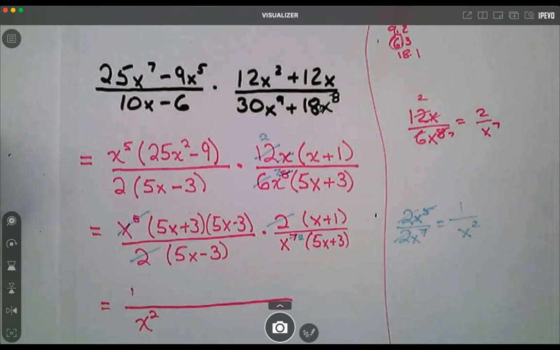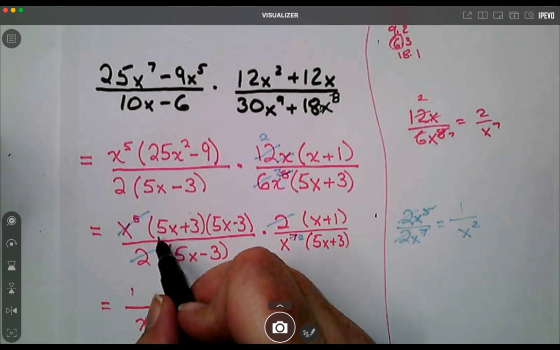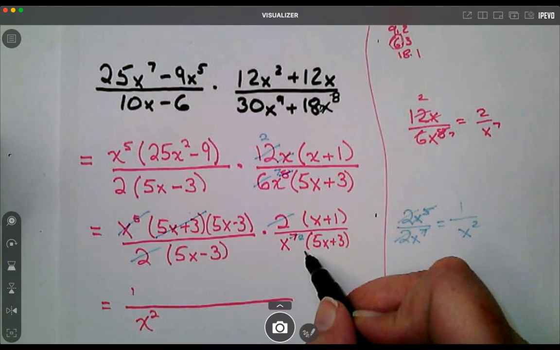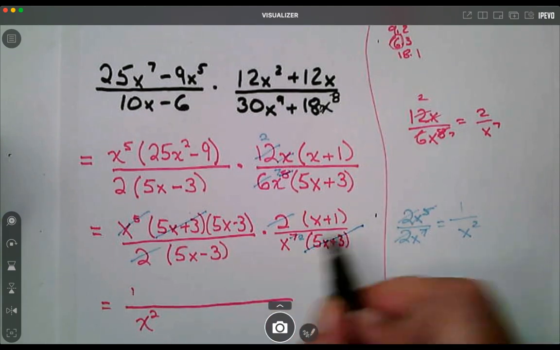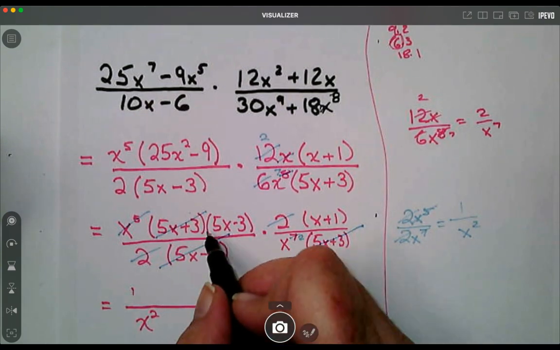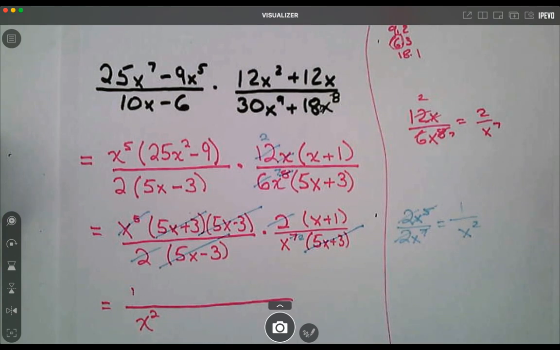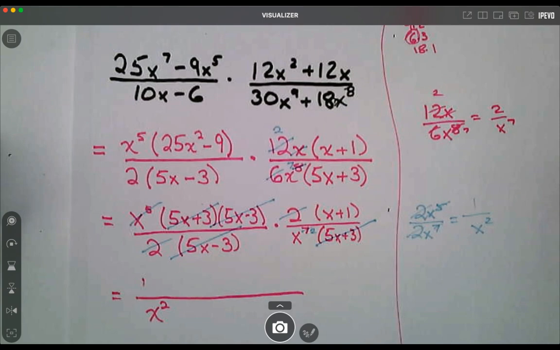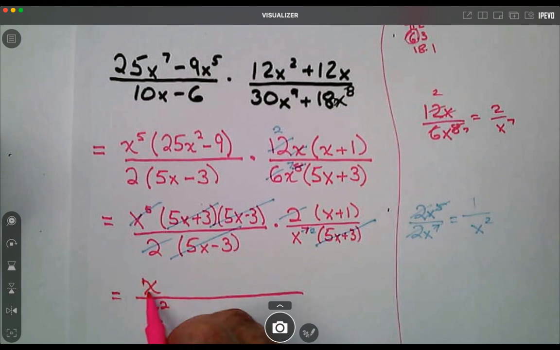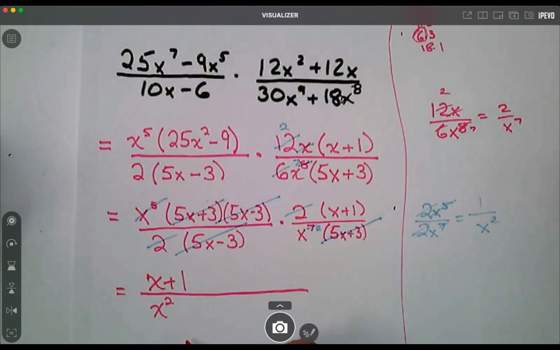Now let's look at everything else that cancels. 5x plus 3, 5x plus 3, they're identical. 5x minus 3, 5x minus 3. So what am I left with? Oh, wow, I didn't need this long line at all, because all I'm left with is x plus 1 on top over x squared. That's the whole answer.